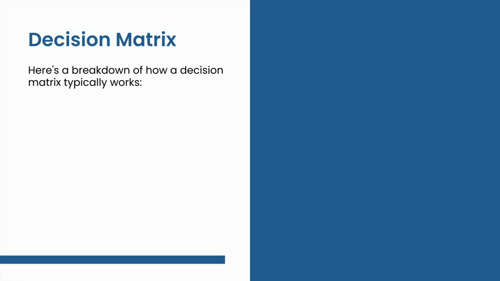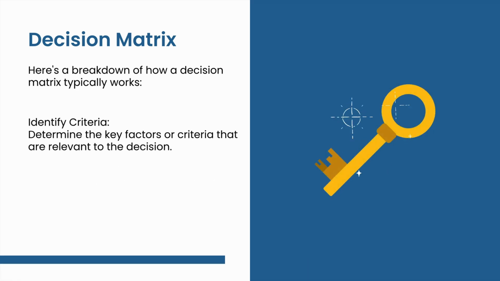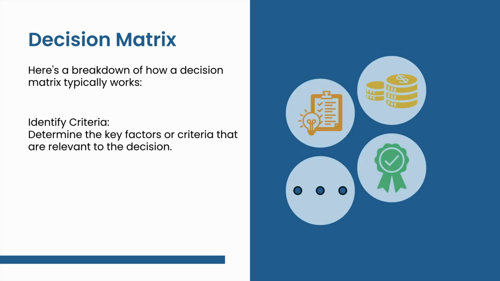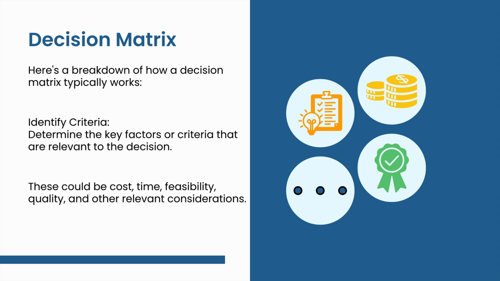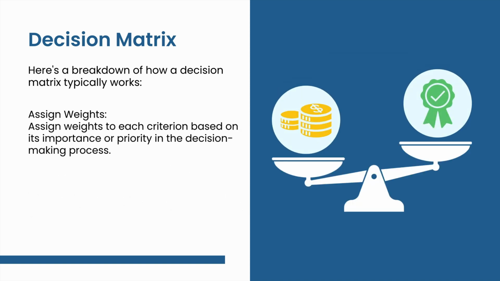Here's how it works. Firstly, identify the criteria that you want to use. Determine the key factors or criteria that are relevant to the decision. These could be cost, time, feasibility, quality, and other relevant considerations. Then you want to think of the weighting system. So assign weights to each criteria based on its importance or priority in the decision-making process. The weights reflect the relevant significance of each criteria.